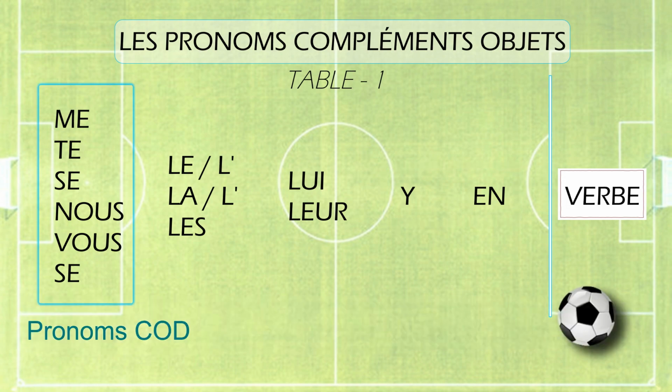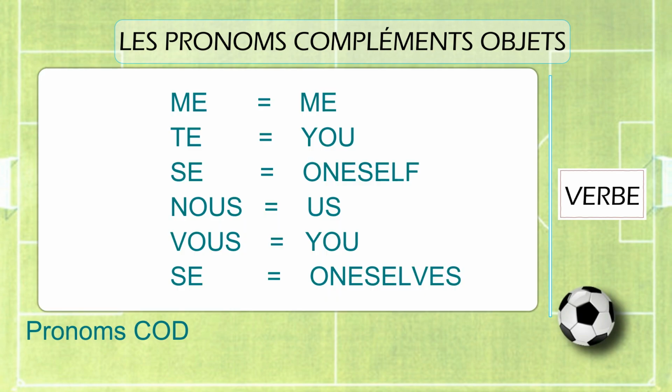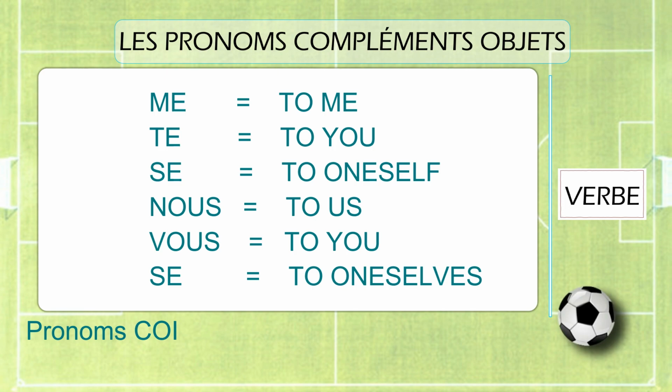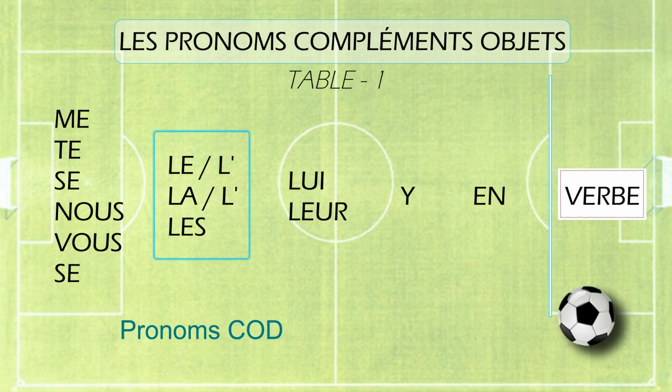Me, te, se, nous, vous, se. When they are used as pronom COD, their meanings will be me, you, oneself, us, you, oneselves. When they are used as pronom COI, their meanings will be to me, to you, to oneself, to us, to you, and to oneselves.